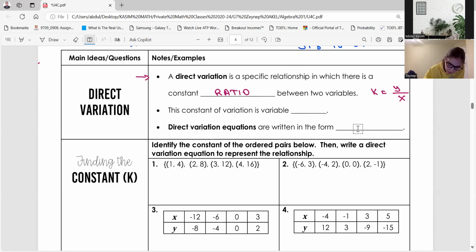Here's Zeynep, read this. This constant of variation is the variable k. We usually use k for the constant of proportion. So it's called the constant of variation, or the constant of proportionality. Okay, that is y over x. Next.